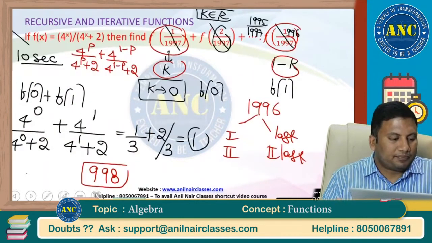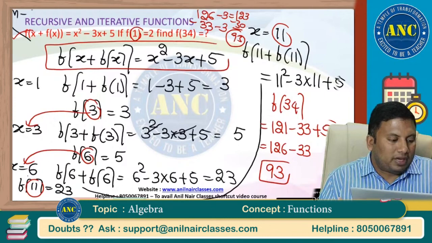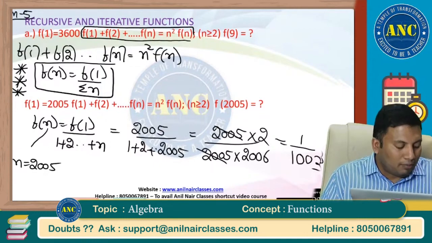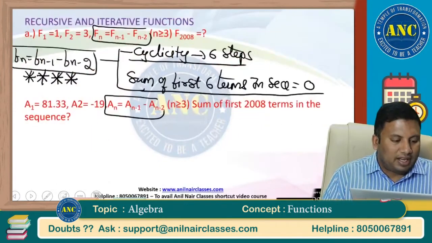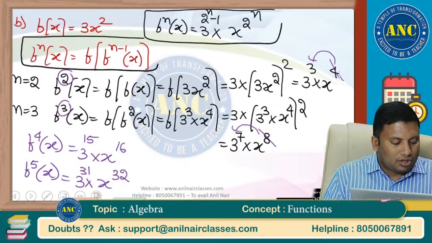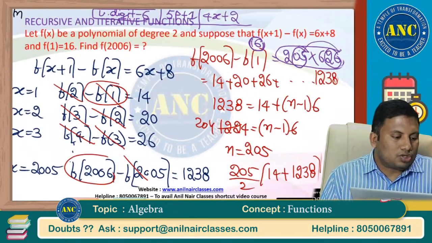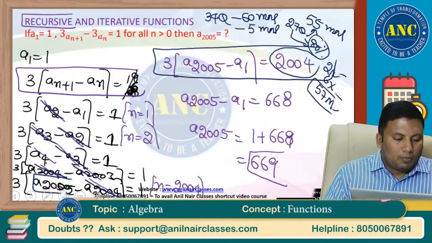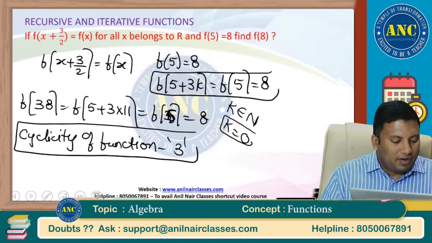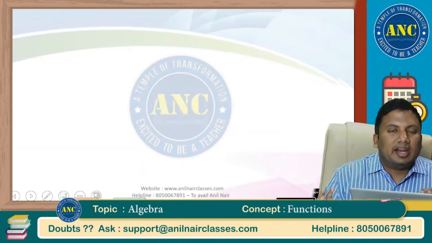Model number 8. Model number 7. All the variety of the models in a particular topic you should be good at. This is model number 6, this is model number 5. The more and more models you discuss, your fear will not be there. This is model number 4, model number 3, model number 2, and this is model number 1. Various models we solved in this class. I hope you enjoyed the recursive and iterative function.